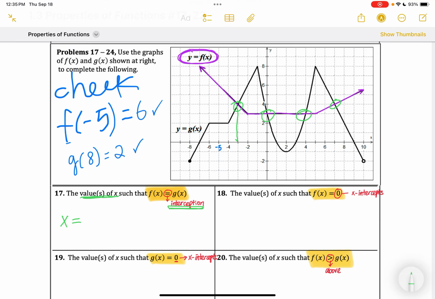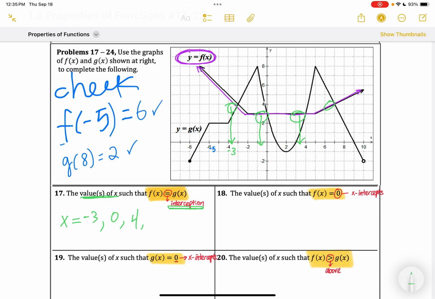I see the first x value is -3, check. I see another intersection, it's 0, check. I see another intersection for my x value, it is 4, check. And I see the last intersection, what you see is what you got, it's my 7. So this is what we mentioned about when there is a picture, the answer is in the picture, and that's it.